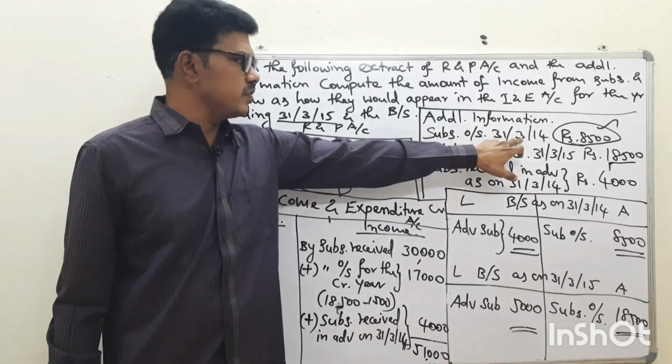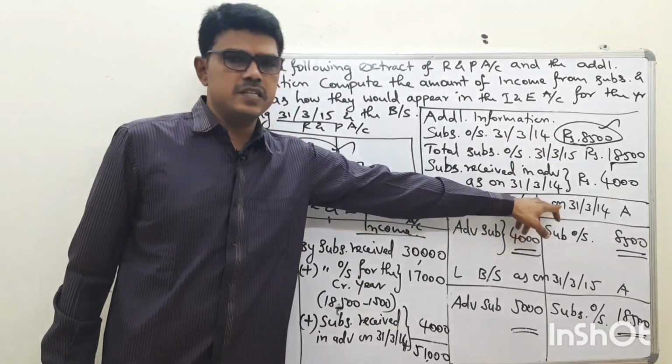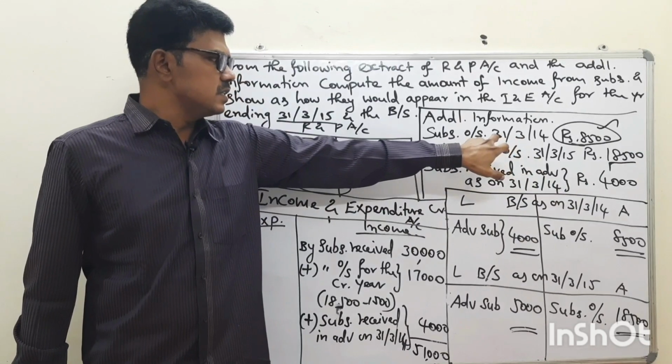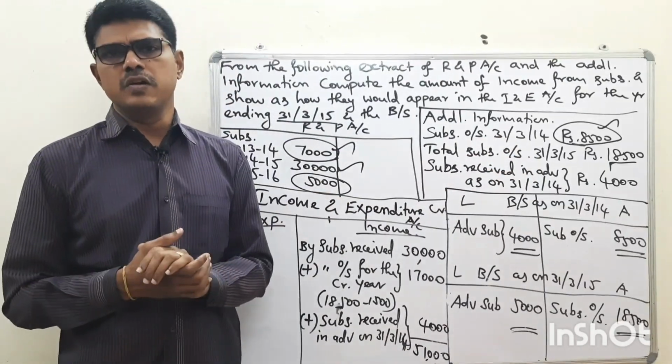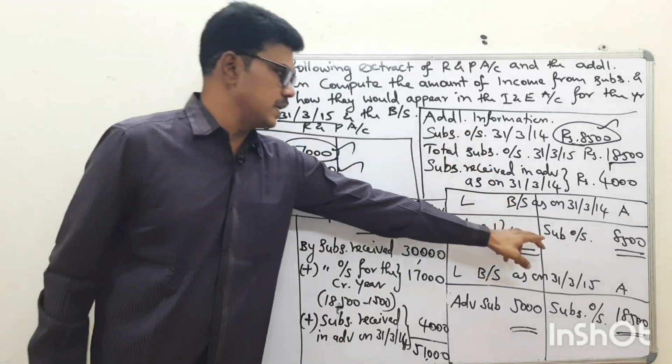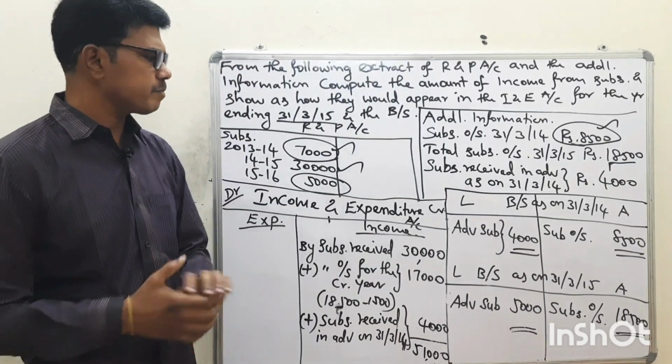Subscription outstanding on 31st March 2014, 8,500, right? We are preparing the balance sheet for 31st March. This amount is to be received. Subscription outstanding means subscription to be received, and to be received is an asset. Subscription outstanding, 8,500, is an asset.